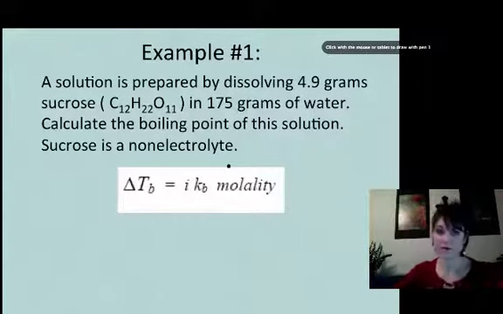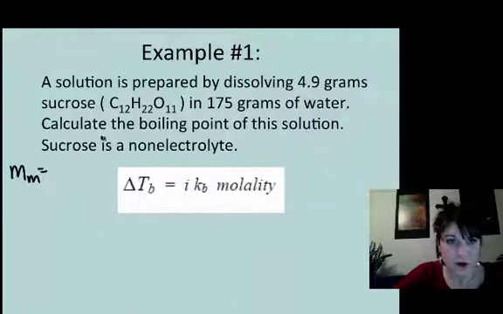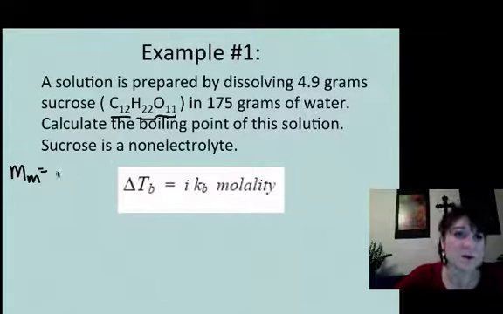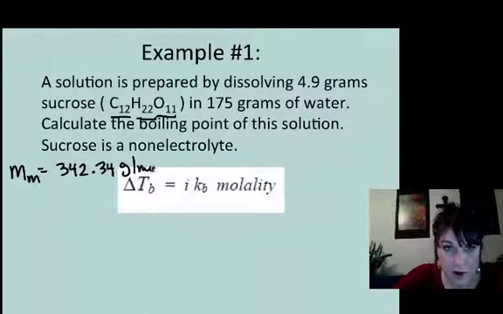Let's take care of this. So first of all, I think I better find the molar mass of sucrose. Molar mass is going to be 12 carbons, 22 hydrogens, and 11 oxygens. That's a lot of stuff. I expect a pretty high molar mass here. And indeed, I do have 342.34 grams per mole for sucrose.